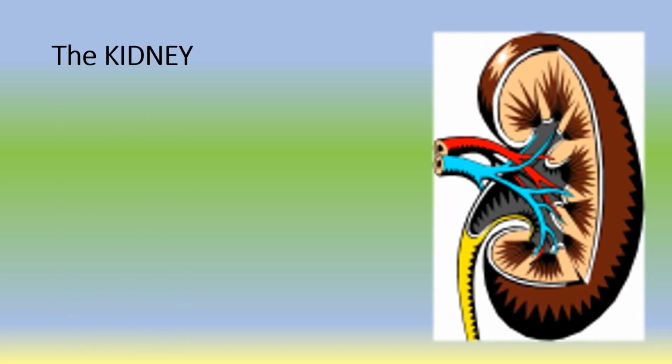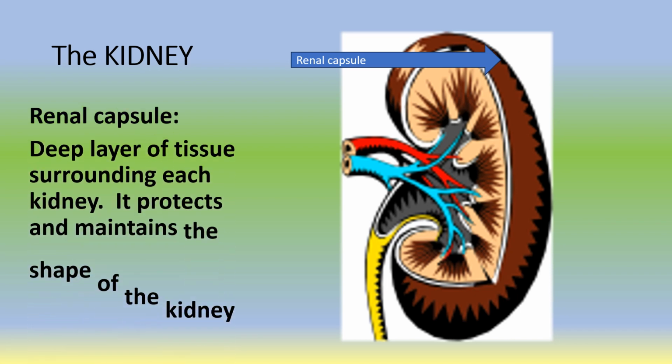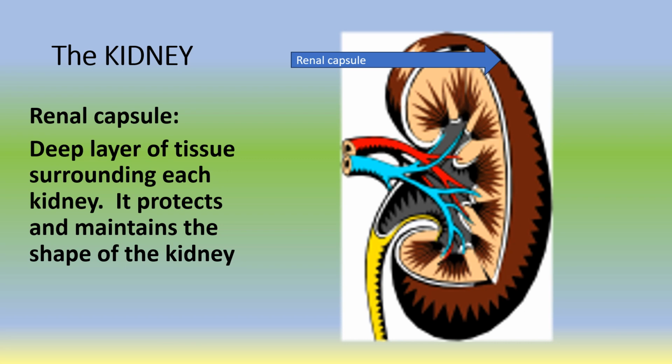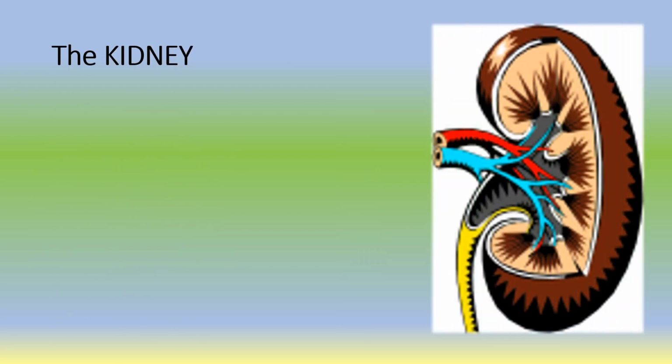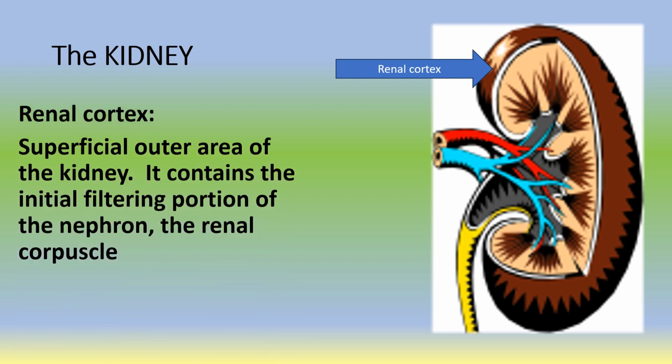So let's look at one of the parts of the kidney, which is the renal capsule. The renal capsule is a deep layer of tissue surrounding each kidney. It protects and maintains the shape of the kidney. The next one will be the renal cortex. This is the superficial outer area of the kidney. It contains the initial filtering portion of the nephron, the renal corpuscle.